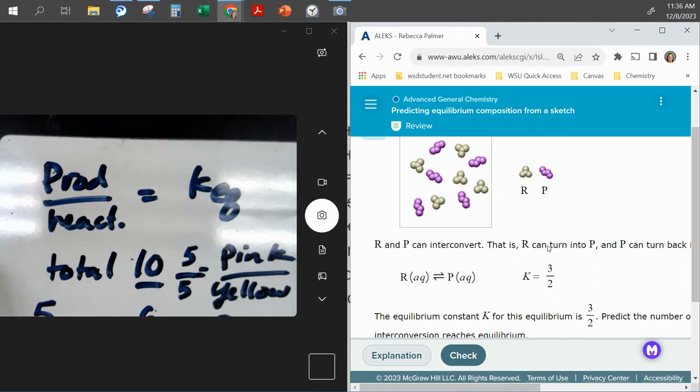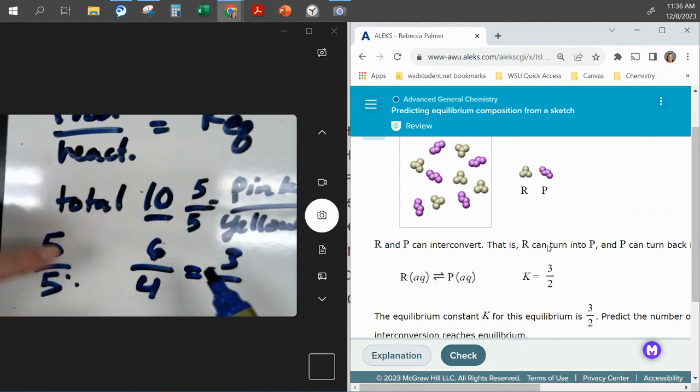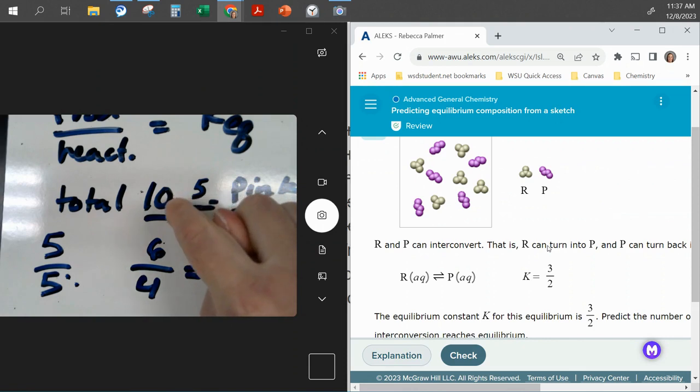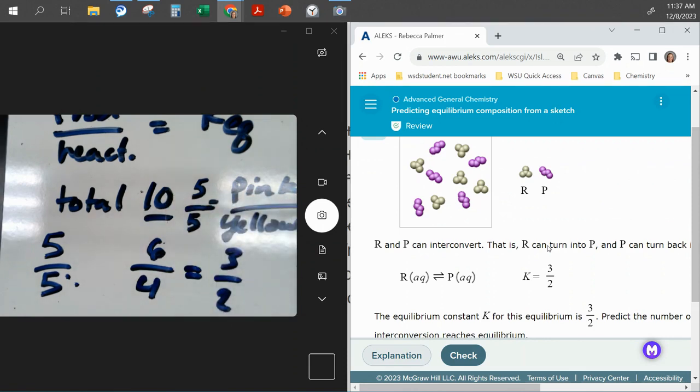If you can see that without shuffling them, if you can figure out the ratio, like, oh, 6 plus 4 is 10. 6 over 4 gives me 3 over 2. So that's kind of what we're doing. But you have to have 10 total molecules.